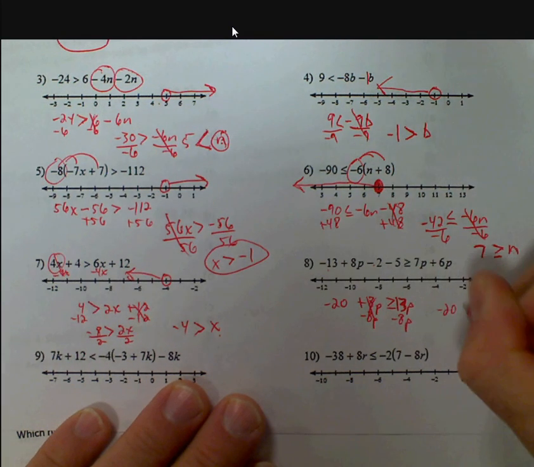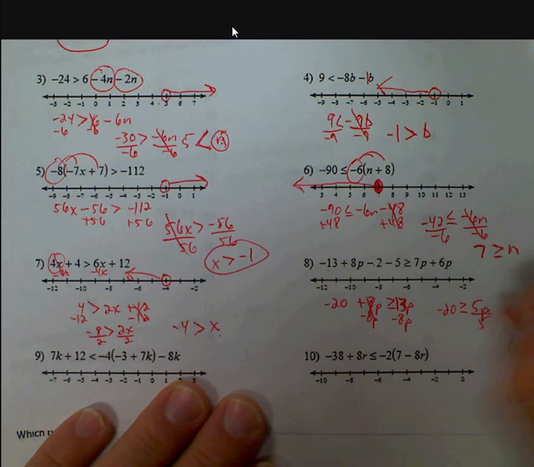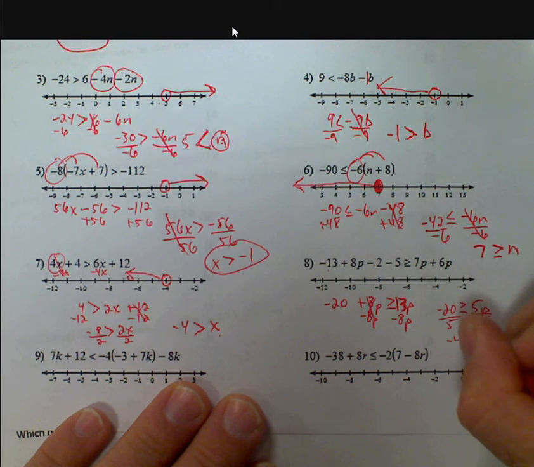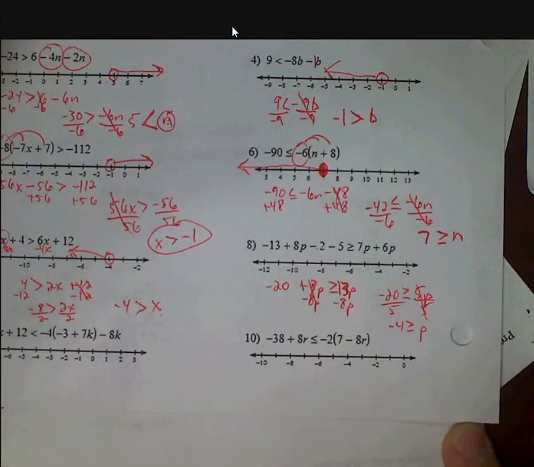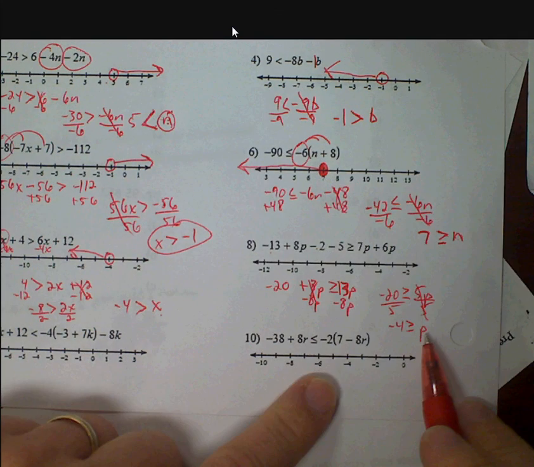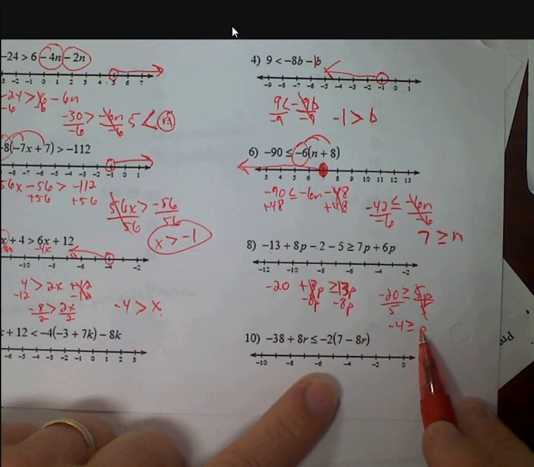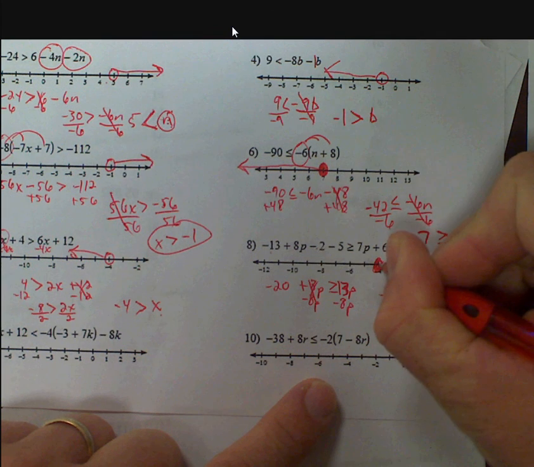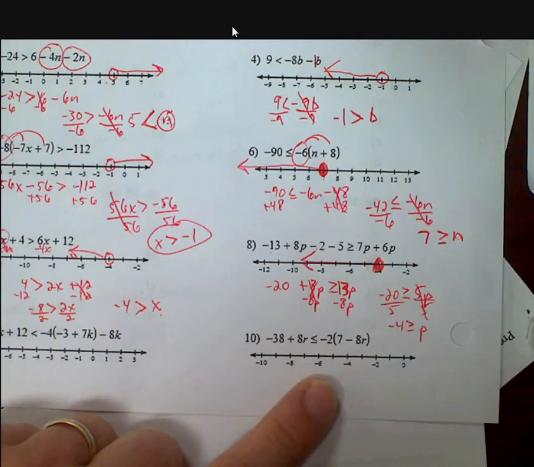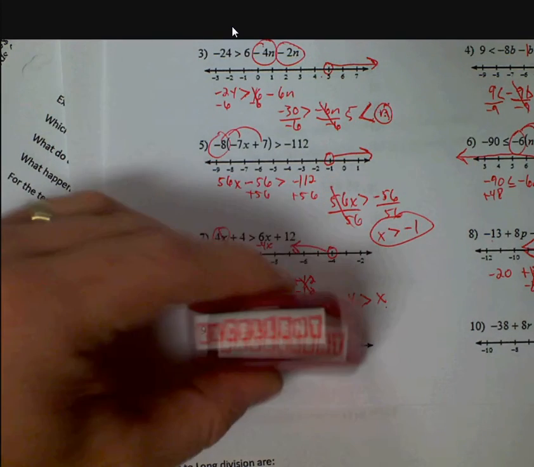That gives me negative 20 greater than or equal to 5p. Divide by 5, negative 4 greater than or equal to p. I did not have to flip my sign because the negative was on top. So how do I pronounce this? Start from the variable, so p, and then the small space comes first, so p less than or equal to negative 4. So at negative 4, I fill in my circle. Less than means to the left. Number 9, go ahead and pause the video and solve.